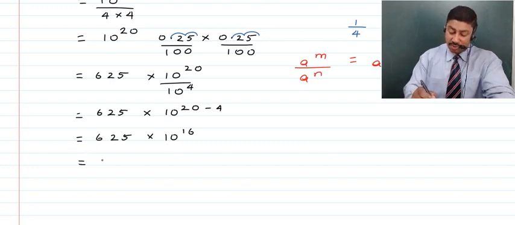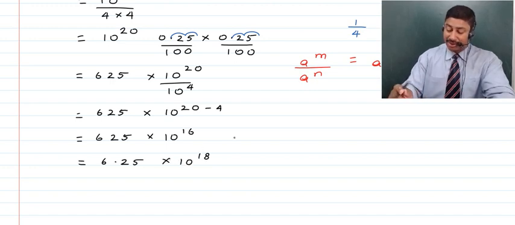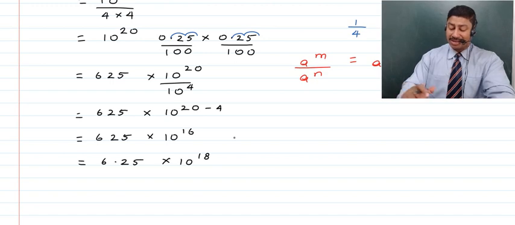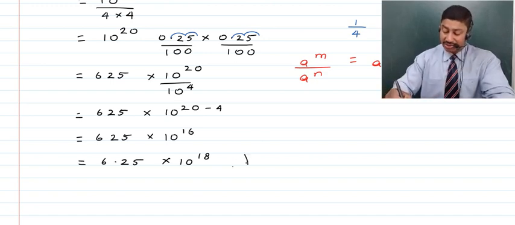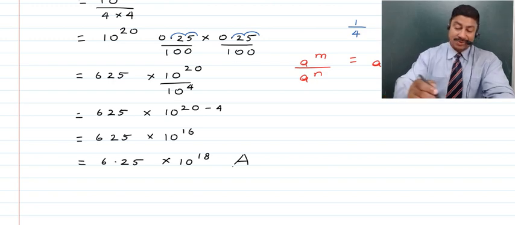As such, if you want to write this, you can write this as 6.25 into 10 raised to the power 18, because these two powers of 10 when multiplied with 6.25 will give you 625. Now this, children, is going to become the final answer. I'll just quickly discuss this once more.